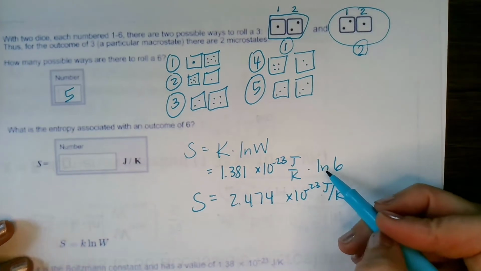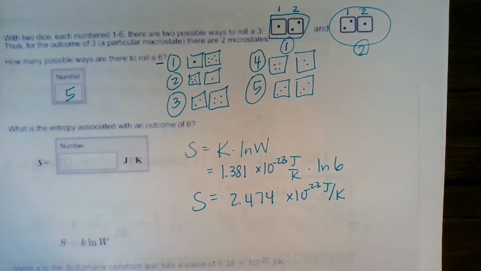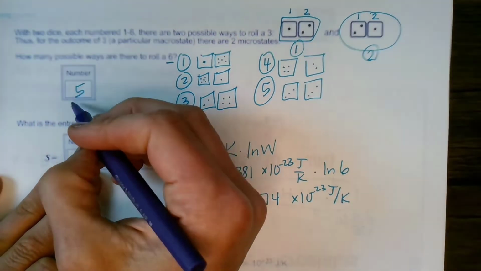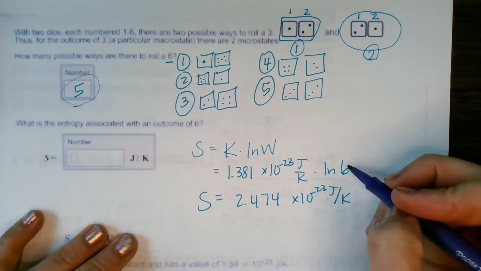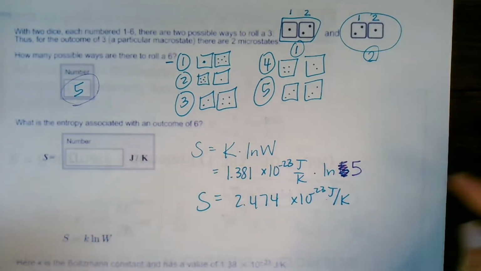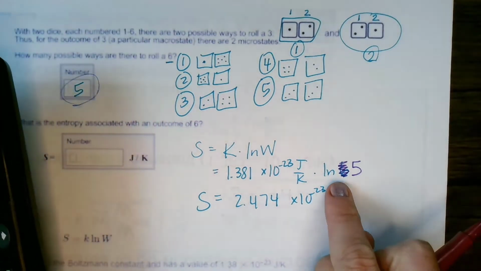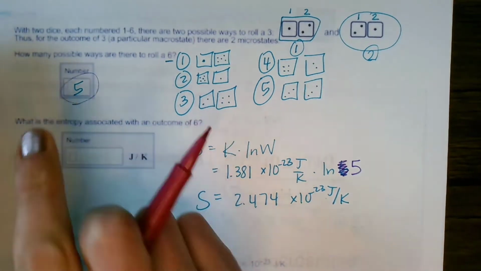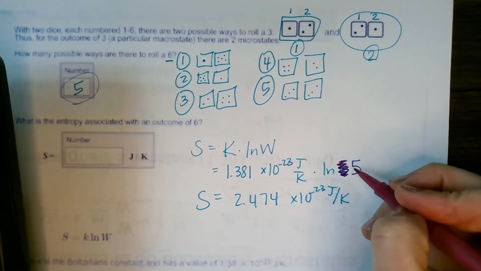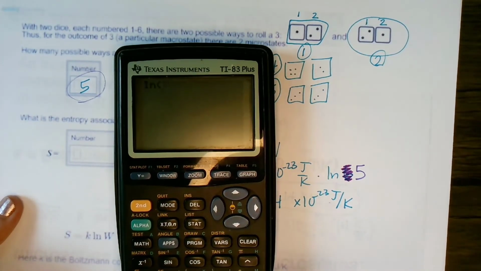Oh, wait a second. I was thinking that this number looked very similar to what we just found back here. And you know what I did? Why did I do the natural log of 6? I was thinking that we were rolling a number 6. See, this is a good thing that we go back and check answers because I made a goof. We want to use the natural log of 5. Goodness. All right. So let's redo this and do the natural log of 5 since that's how many microstates we have. We're not doing the natural log of 6.